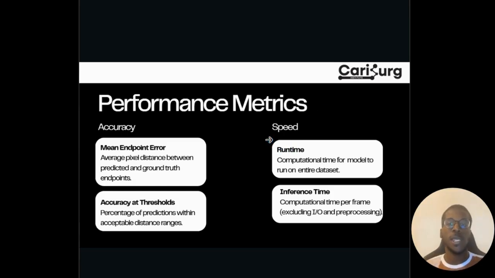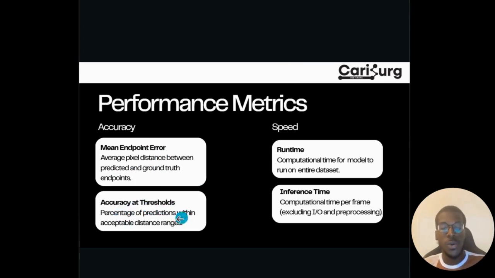Now, the different classes of metrics that we looked at were accuracy and speed. And under accuracy, we calculated mean endpoint error, and that is just the average pixel distance between the predicted points and the ground truth endpoints. So based on how close these figures are, we can essentially understand how accurate the model is in predicting, right? And the lower this value is, the better.